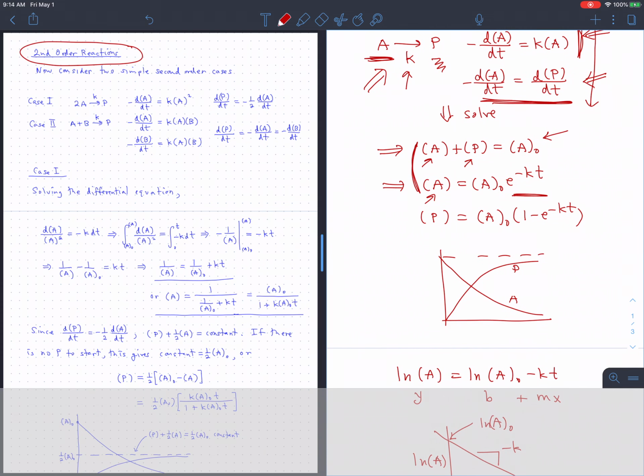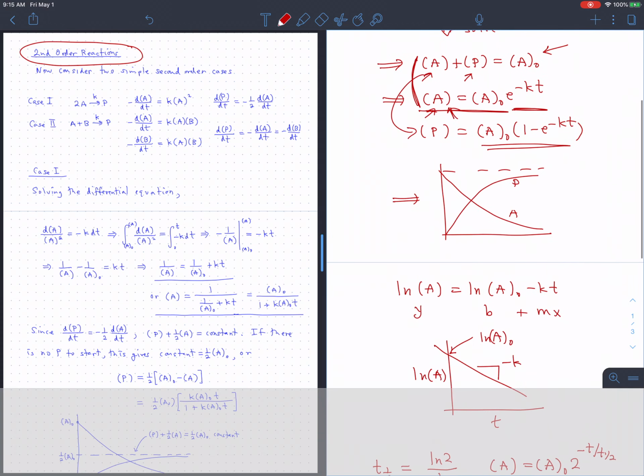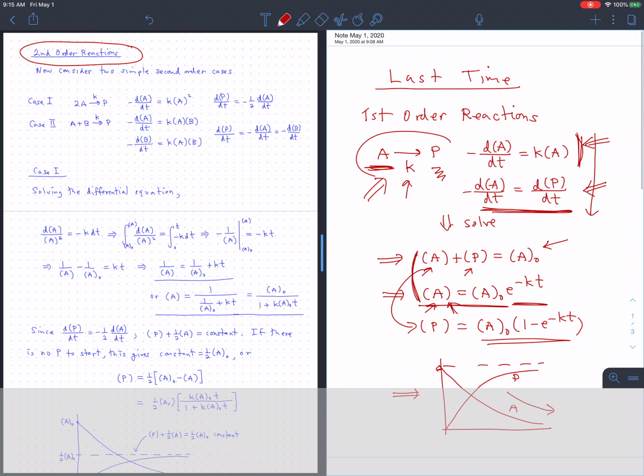We can combine these two relationships to get the way that the product changes with time. And then we get basically that it's equal to the initial reactant concentration minus the reactant as a function of time. And that gives rise to a pair of curves that looks like this. The reactant is decaying away, right? This is an irreversible chemical reaction.